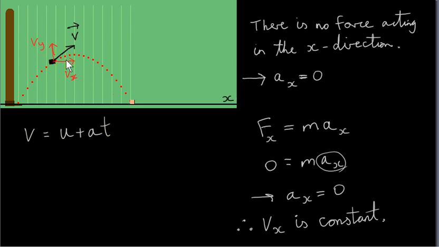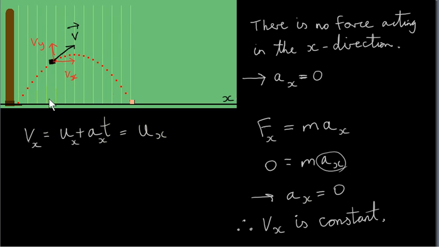Well, we can look at the x component of the motion of this object. We can look at Vx. So we can apply this formula in the x direction. So Vx equals the initial x component of the velocity plus ax times t. But we know that ax is 0, so we just get ux plus 0 times t. So we see that v of x equals u of x.